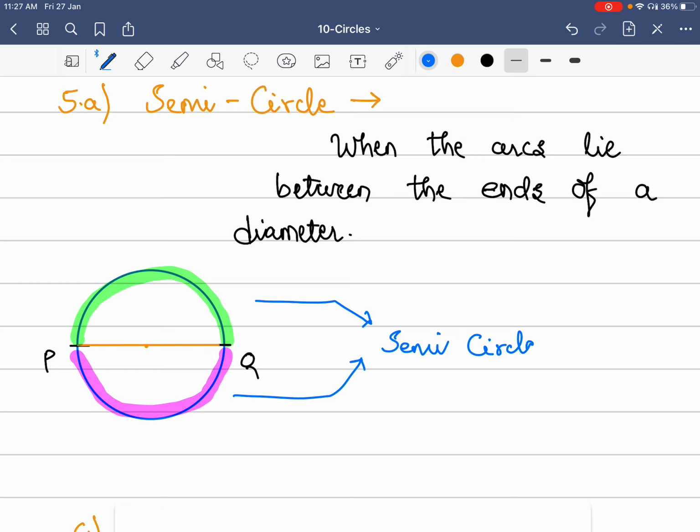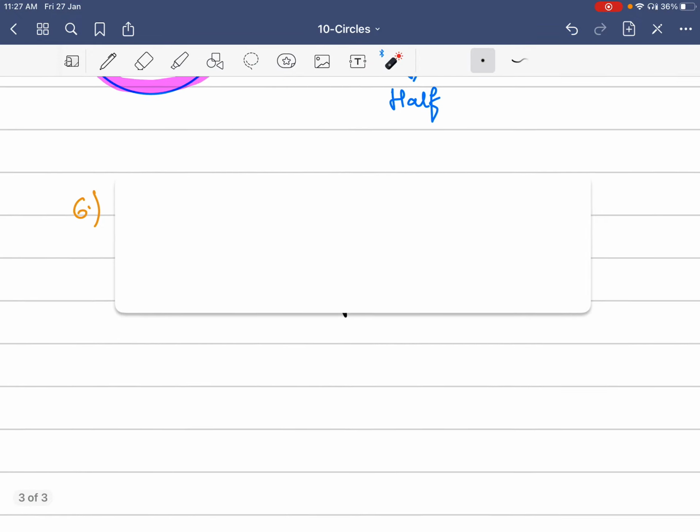Why is it called semicircle? Semi means half. So the word semi means half. So if you take the two endpoints of a diameter, then it divides the circle into two equal parts, or two half parts of the circle, and those two parts are called a semicircle. So that's a simple definition where we understand what a semicircle is.